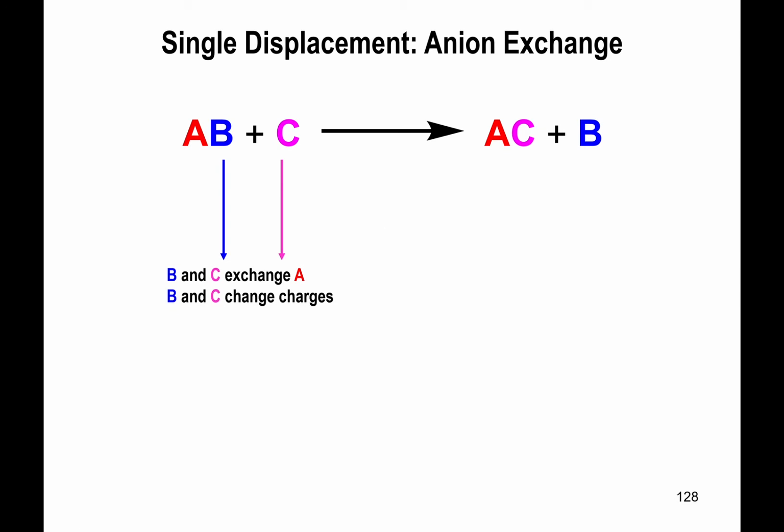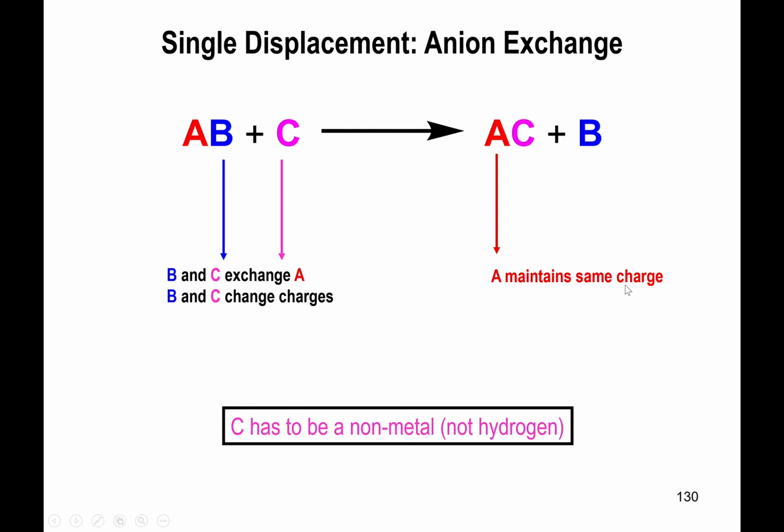But at the same time, that means that the cation doesn't play a role. It's innocent from the point of view of the reaction. It just remains kind of like a spectator, so its charge will not change. And specifically, this is going to happen whenever the free element on the reactant side, C, is a non-metal other than hydrogen, right? Because if it is hydrogen, the reaction will be the exchange of a cation.